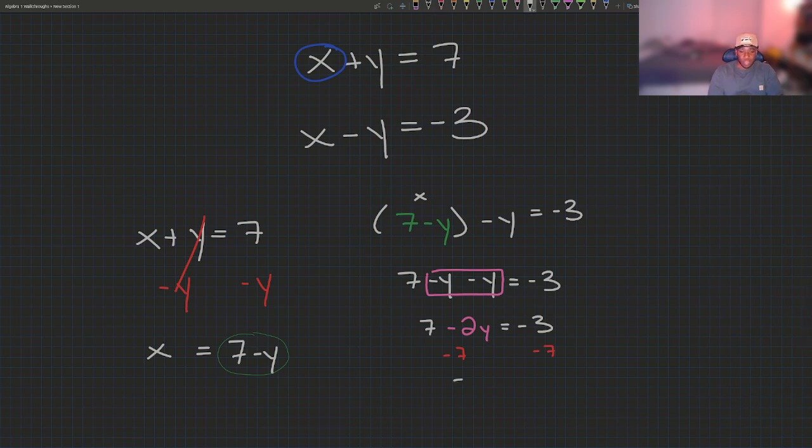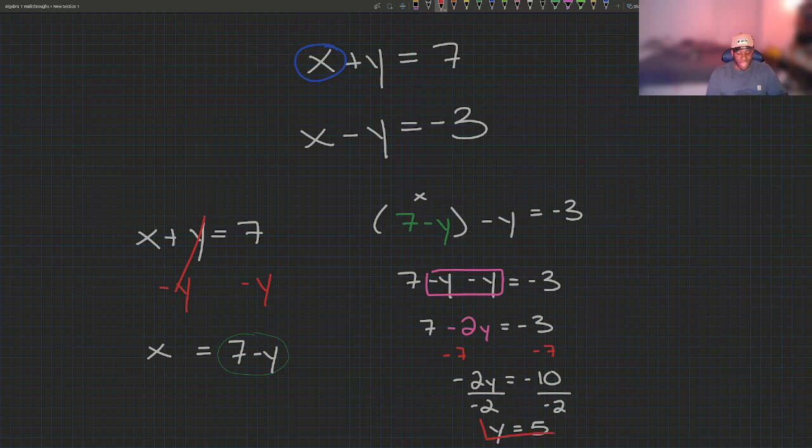We end up with negative 2y equals negative 10. And we're going to finish off by just dividing both sides by negative 2 to end up with y equals 5, right? Now remember that because we're trying to describe a point on a coordinate grid, a place where these two lines cross, that cannot be done solely with a y value.